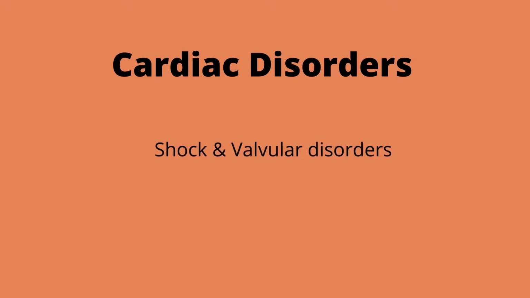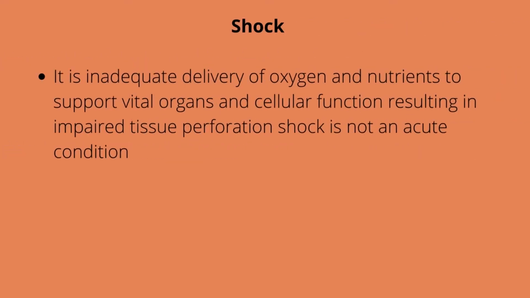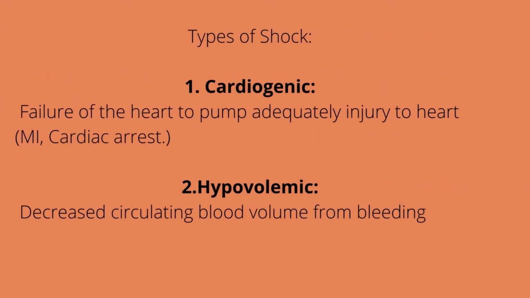So in this video, we're going to talk about shock and valvular disorders. So shock. What is shock? Shock is an inadequate delivery of oxygen and nutrients to support vital organs and cellular function, resulting in impaired tissue perfusion. Shock is not an acute condition. Remember that. So there are various types of shock.